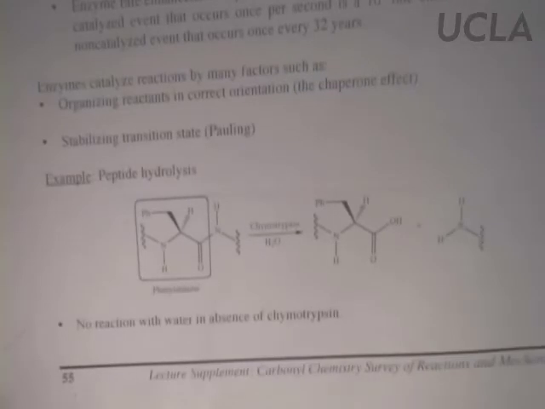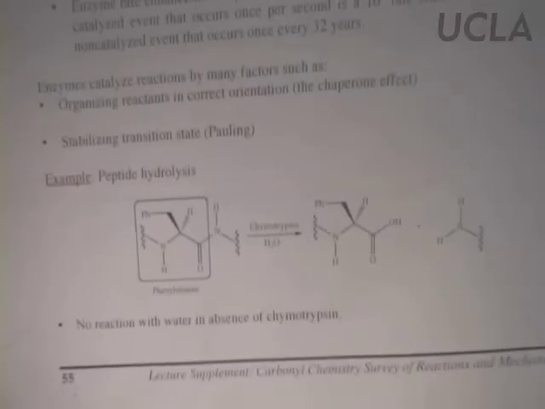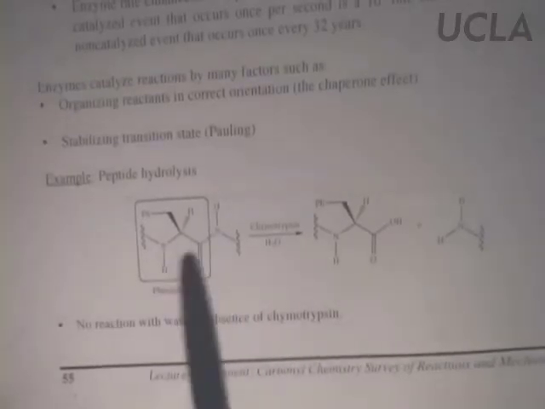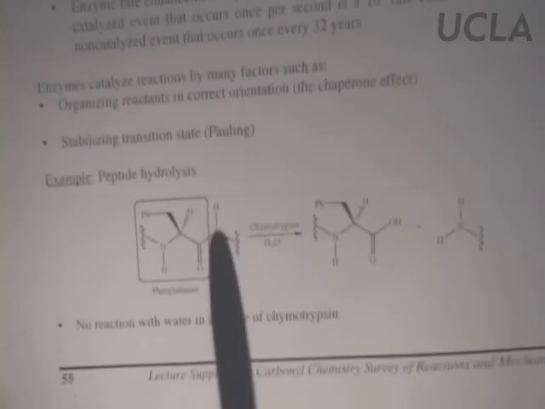Now, chymotrypsin happens to be an enzyme which doesn't cleave every amide. If it cleaved every amide, that would be a problem because then it would just start chopping up proteins at random. We don't want that. Chymotrypsin is fairly selective for the carbonyl, for the phenylalanine carbonyl side of amides.